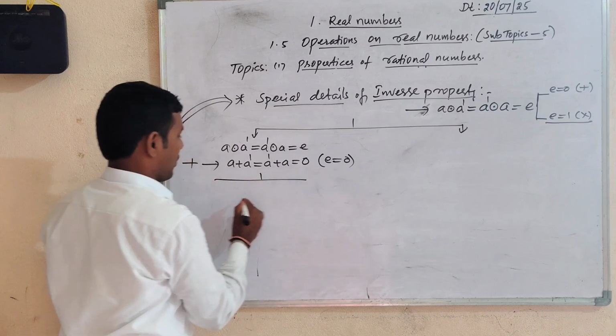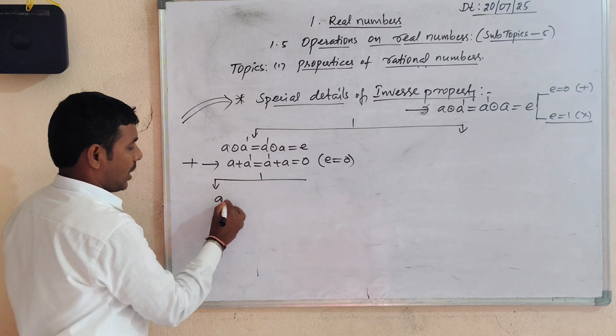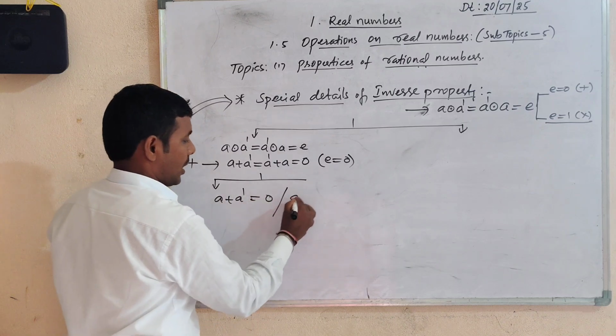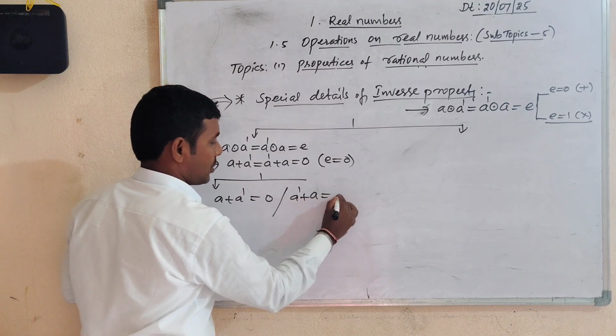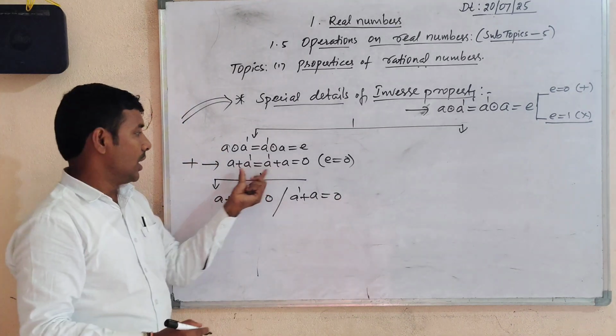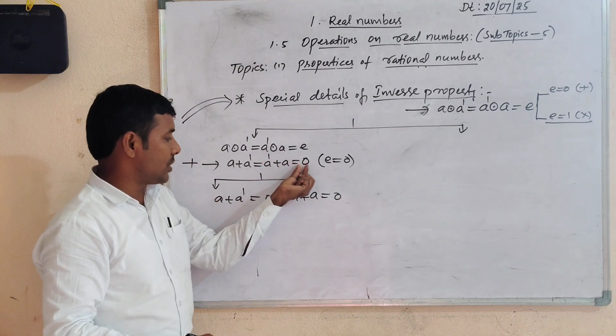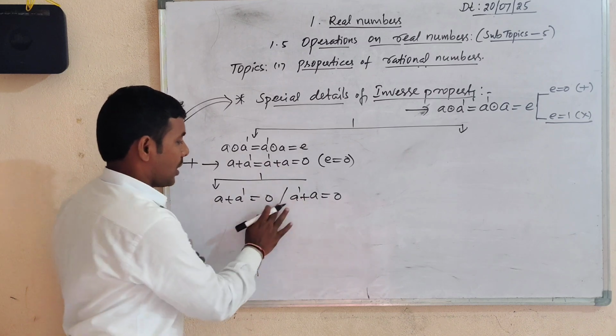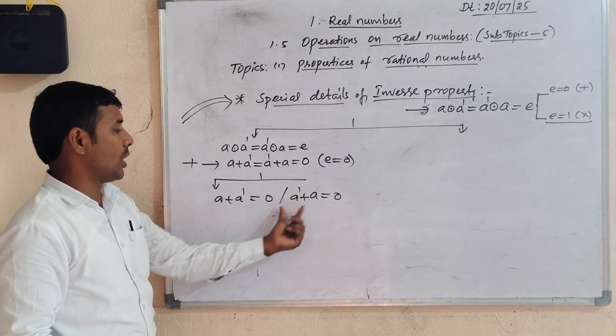We want to make one important point: A plus A complement is equal to 0, or A complement plus A is equal to 0. However you take it, A plus A complement is equal to 0 or A complement plus A is equal to 0. We list out two concepts.